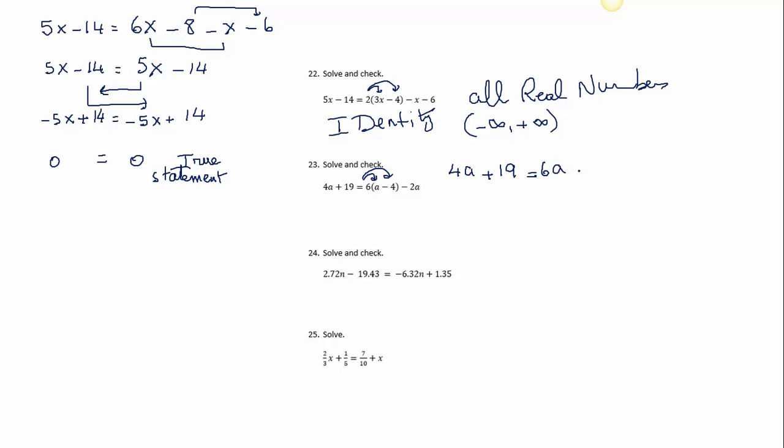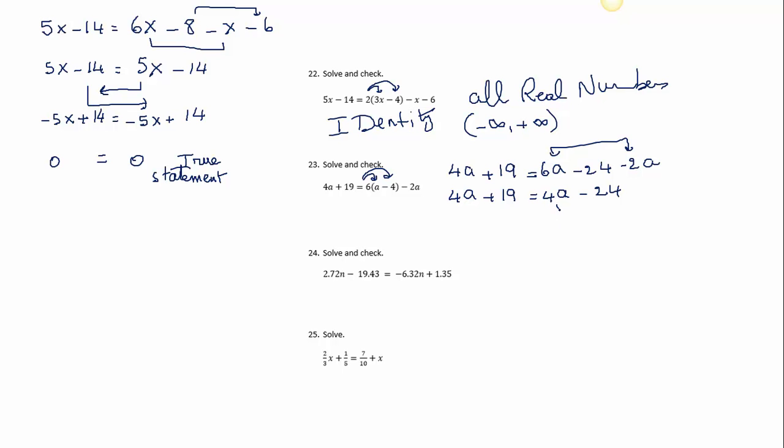6a minus 24 minus 2a. These two are like terms. We can subtract. So 4a plus 19 equals 4a minus 24. Now we do the same trick.